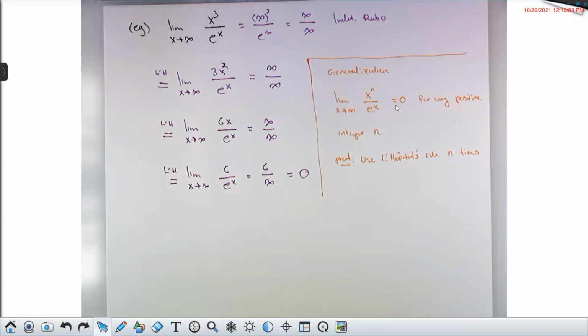If the power of x is quite large, it may win at first because e to the x doesn't start off growing very quickly. But as x gets larger and larger, e to the x grows faster and faster and faster.